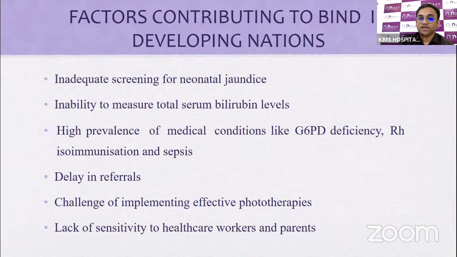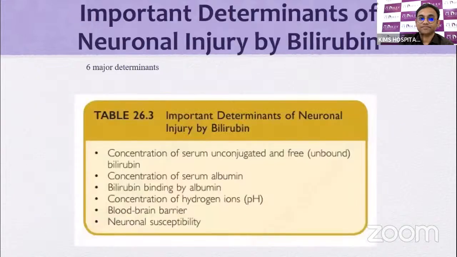There are certain areas where healthcare workers are still not aware of these conditions. We also commonly see in our setup that parents may not consider jaundice a significant disease. They want to do conservative management with traditional ways, thinking the jaundice will come down, and ultimately present to us with very high bilirubin levels. So these factors contribute to a significant amount of BIND in developing nations.